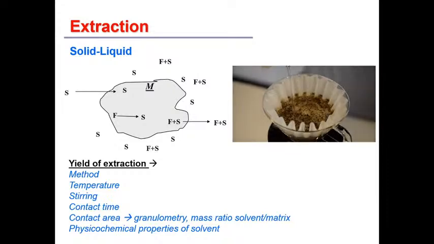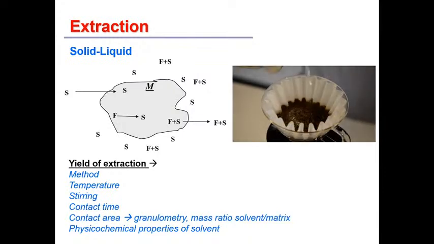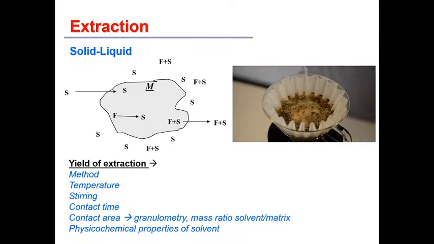So the idea is very simple, but what has big influence in the extraction? The method of the extraction has influence in the yield of extraction. I'm talking about method: Soxhlet, stirring or not stirring, or using ultrasound, using microwave, some examples of that. Temperature. If you raise the temperature, you're going to increase the yield of extraction, no?